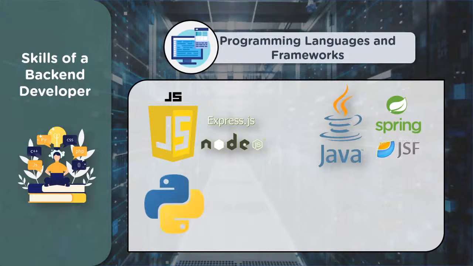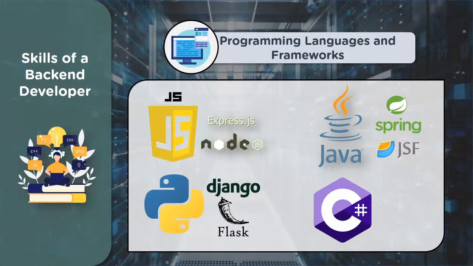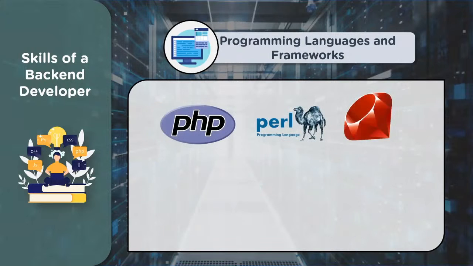Next up is Python, which is the most popularly used language today. It is flexible and easy to use. Python frameworks like Django and Flask are used for backend development. And lastly, there's C# and its frameworks like ASP.NET Core and ASP.NET MVC. Other languages include Perl, PHP, and Ruby.